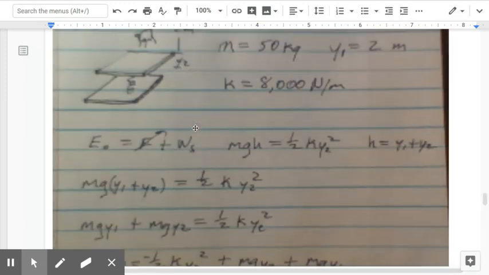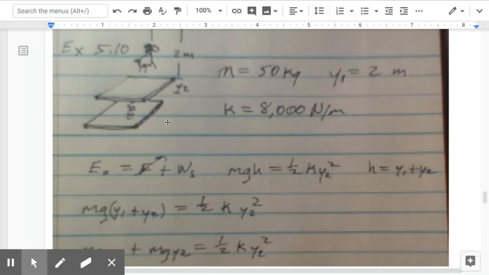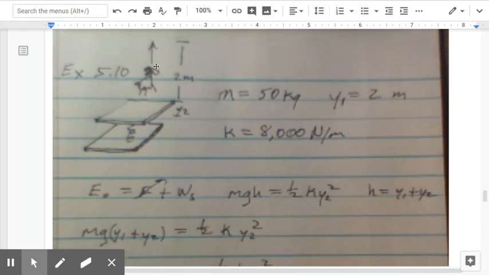So the idea here is I'm going to call the final position that the board ends up in as my zero height. And then my gravitational potential energy will be from 2 meters down to the original position of the board plus that distance it gets compressed. So that's my total height to begin with. So it's not 2 meters. It'll be 2 meters plus whatever that compression distance is.